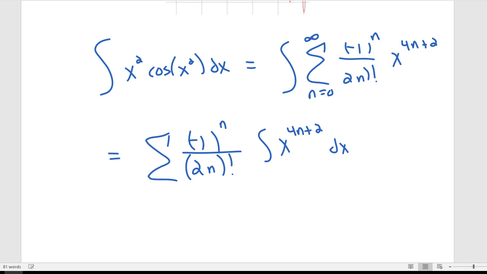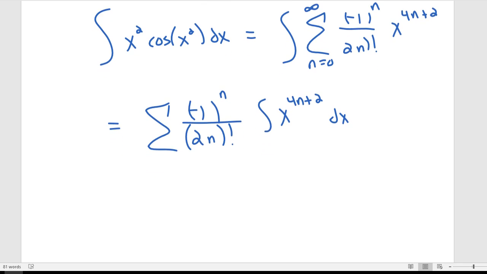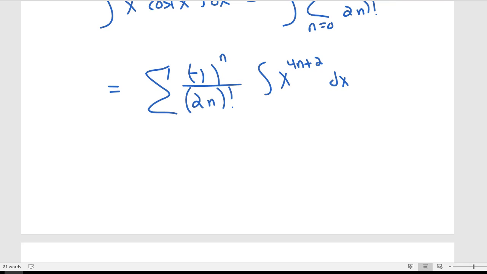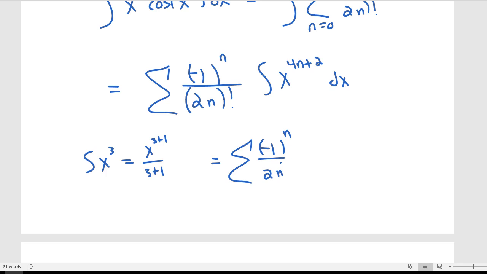So simple enough. When I integrate an x power, what do I do? Right? So think about this. If I integrate x cubed, what do I do? I add 1 to the power and I divide by that new power. Right? So when I'm integrating x to the 4n plus 2, what am I going to do? I'm going to add 1 to the power and divide by the new power.